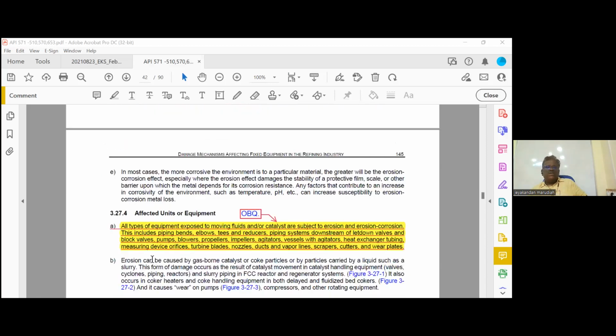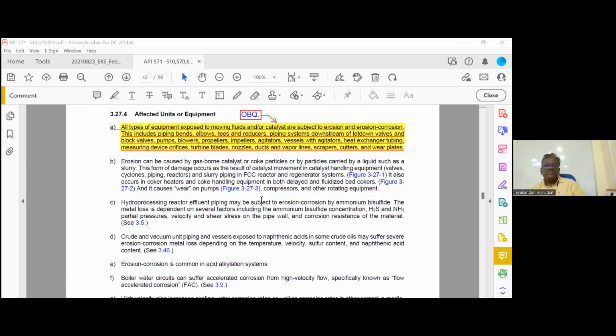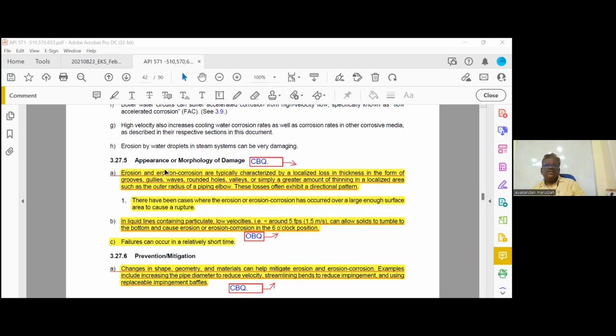Open book question. Then affected units. Highlight this one, open book. All types of equipment exposed to moving fluids and catalysts are subject to erosion and erosion corrosion. This includes piping bends, elbows, tees, reducer systems, downstream of letdown valves, pumps, blowers. Wherever there is a sudden opening, any closed valve suddenly opened, there is a possibility of erosion. Open book question. Appearance. Erosion and erosion corrosion are typically characterized by localized thickness loss in the form of grooves, gullies, waves, rounded holes, valleys, and simply a greater amount of thinning.